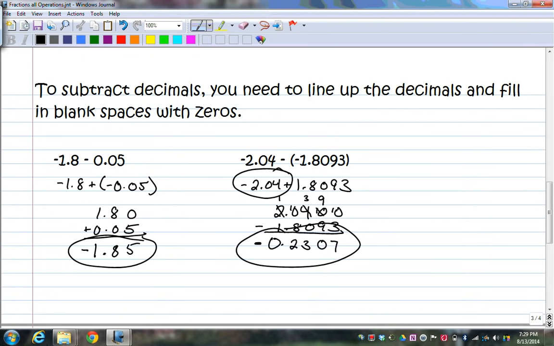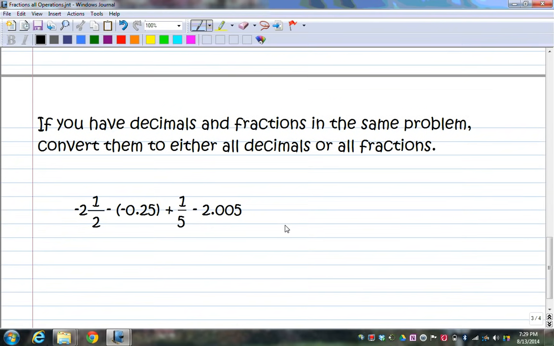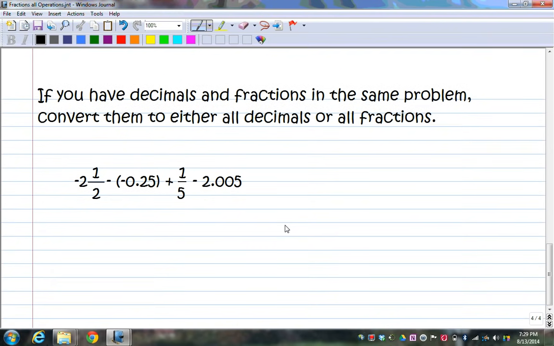All right? The last problem on the next page, you are going to do yourself because it's a fun one. Remember these? What I want you to do is convert it to all fractions or all decimals and go ahead and do the math. This is a tricky problem. Take your time. I want you to do this one. Pause the video now.